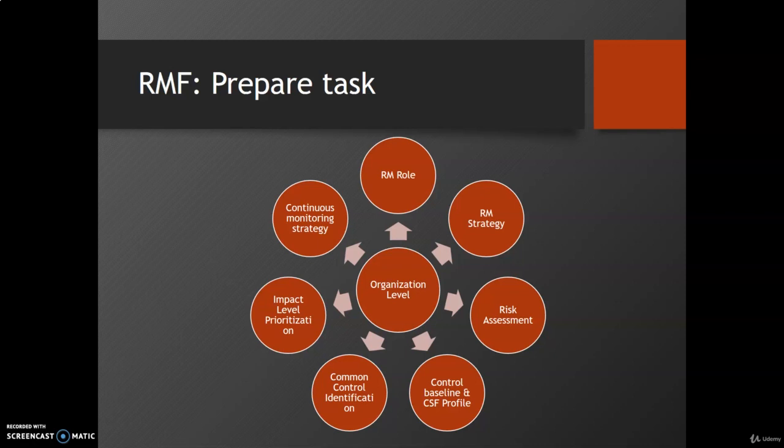The next is RM strategy, that is risk management strategy. What do we do in that? Establish a risk management strategy for the organization that includes and determine the risk tolerance.